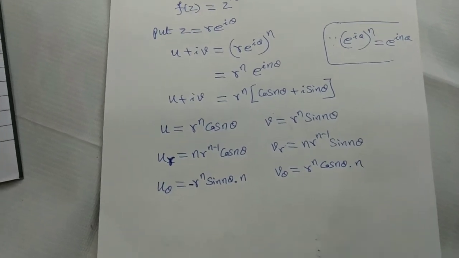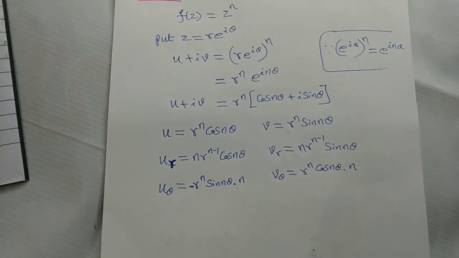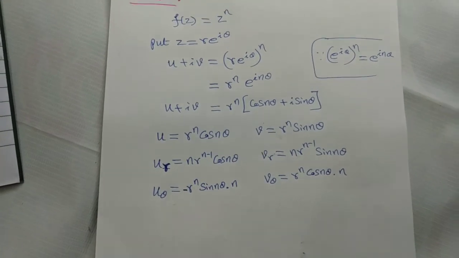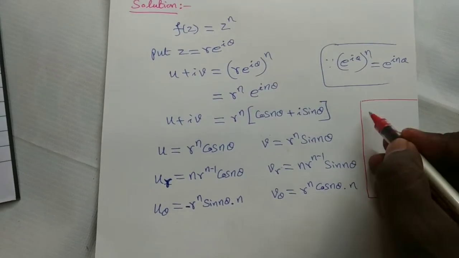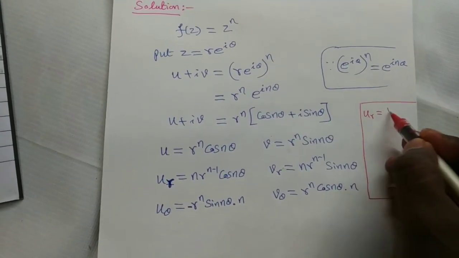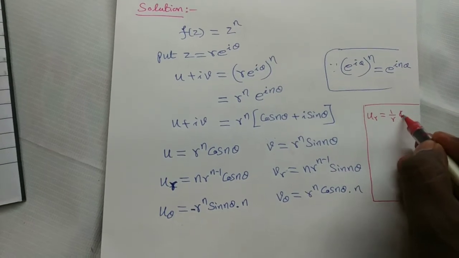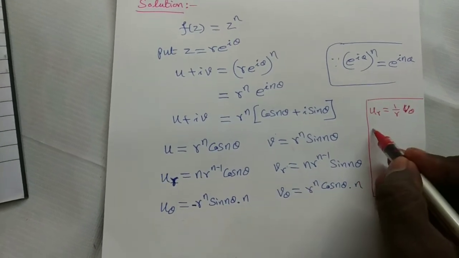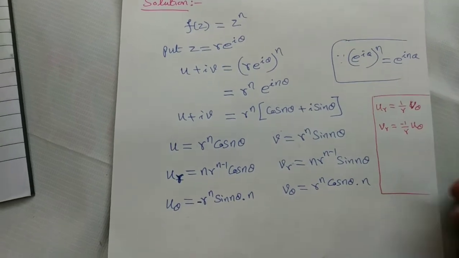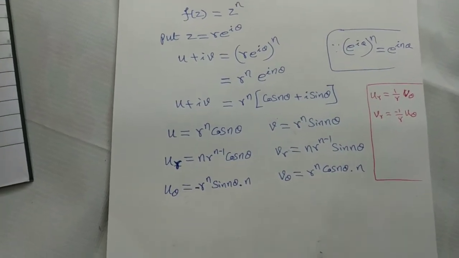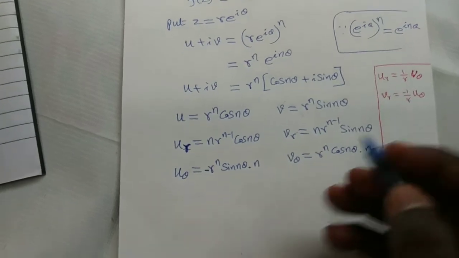So the derivatives are over. Now I want to compare with the polar form of the CR equation. So what is the polar form of the CR equation? ur is equal to 1 by r into v theta, vr is equal to minus 1 by r into u theta. So this is what I want to verify. Okay, now first I am going to take ur. What is ur?